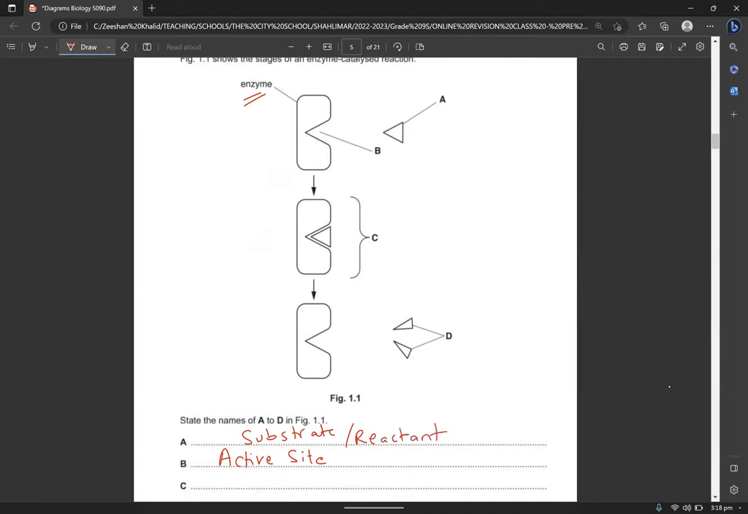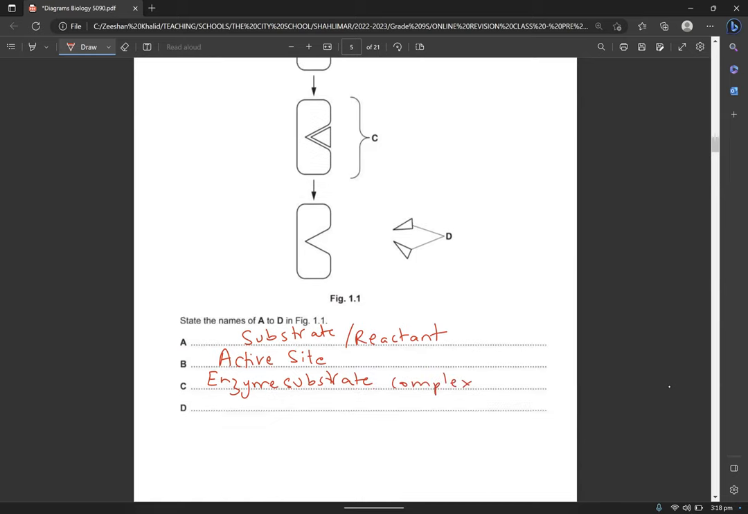C is the structure formed when both of them, they fit into one another, the enzyme and the substrate, and therefore we call this thing as the enzyme substrate complex. And then D, of course, are products that are released from the active sites. Okay.